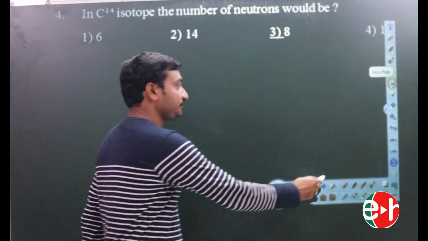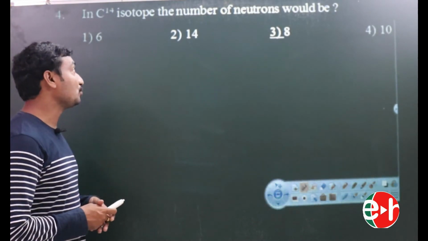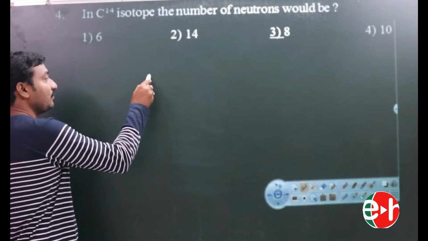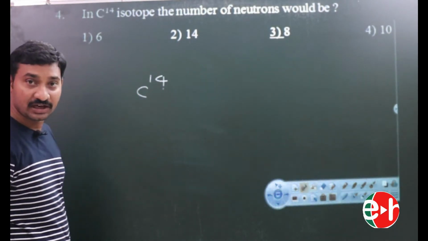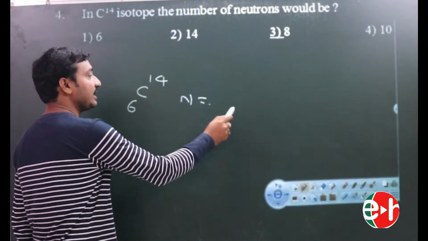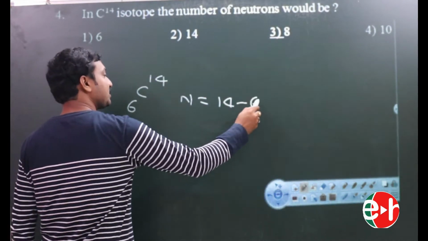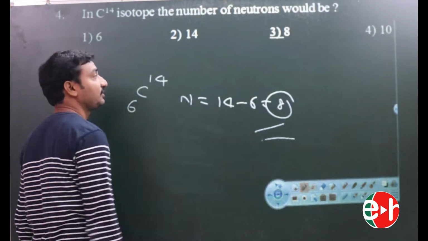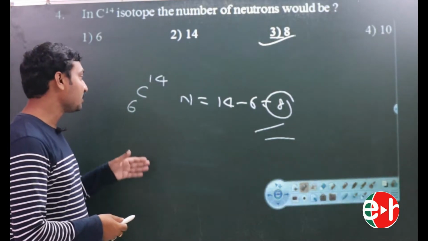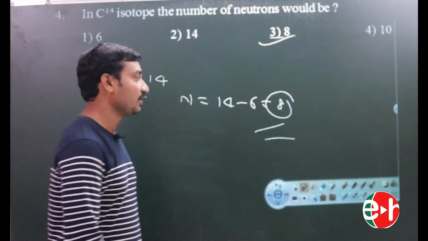See this question. Carbon 14 isotope, the number of neutrons would be? We know atomic number of carbon is 6, we know number of neutrons n is equal to mass number 14 minus atomic number 6, that is equal to 8. Hence third one is the right answer. Got it? Carbon 6, 14, number of neutrons 14 minus 6, 8. Okay, next one.